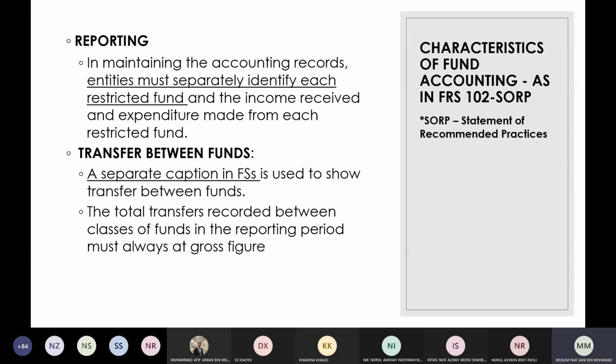Right, in maintaining the accounting records, entities must separately identify each restricted fund and the income received and expenditures made from each restricted fund. In other words, in organizations or in government, there are multiple funds. So for each fund, a set of financial statements should be prepared.